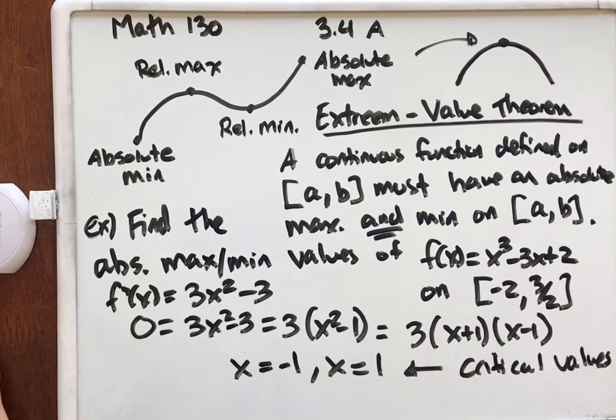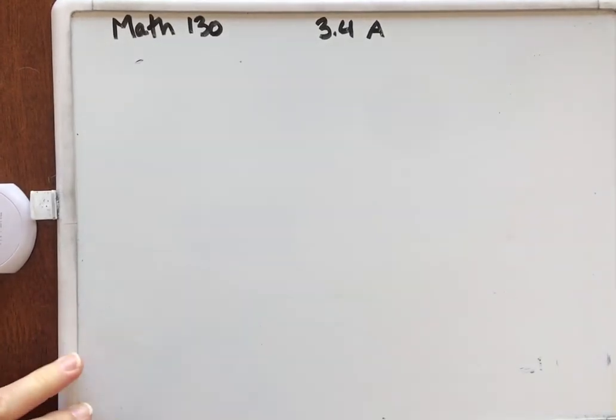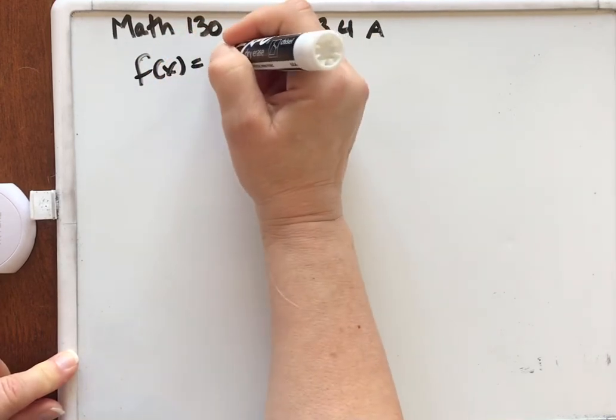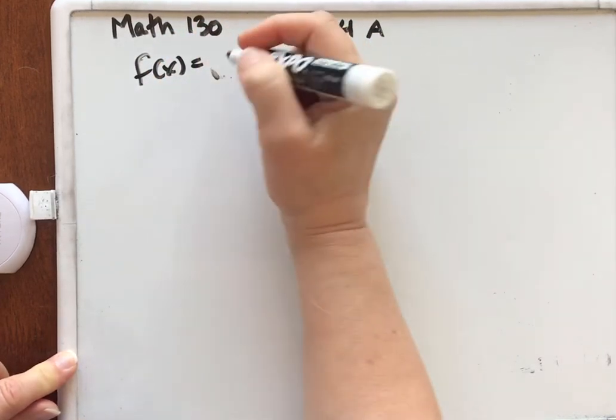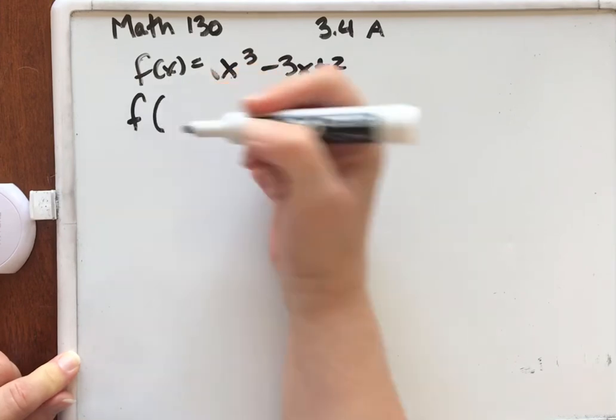All right, so the reason why we found our critical values is because our critical values can be an absolute max or absolute min, just like here, or they could be at the endpoints. So we're going to test our critical values and our endpoints to see where our absolute max is and our absolute min is. So let's do that right now. Okay, so we're putting these into our original function, which is f of x equals x cubed minus 3x plus 2.